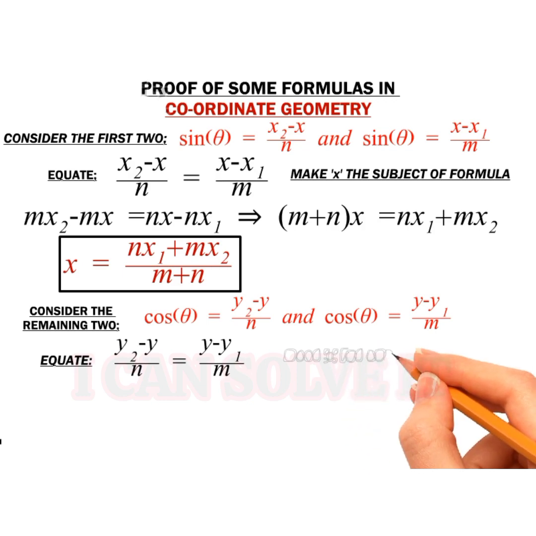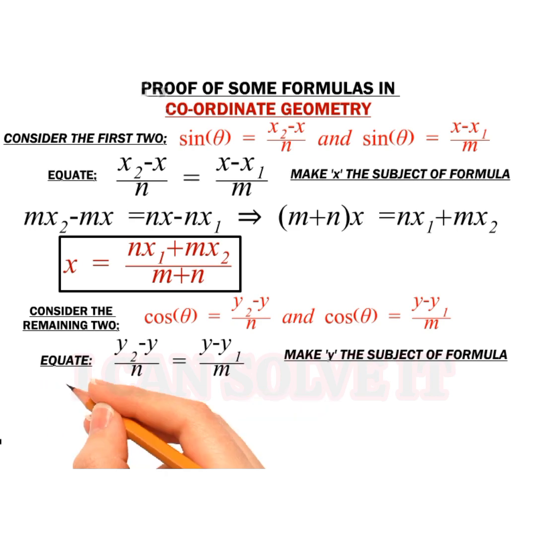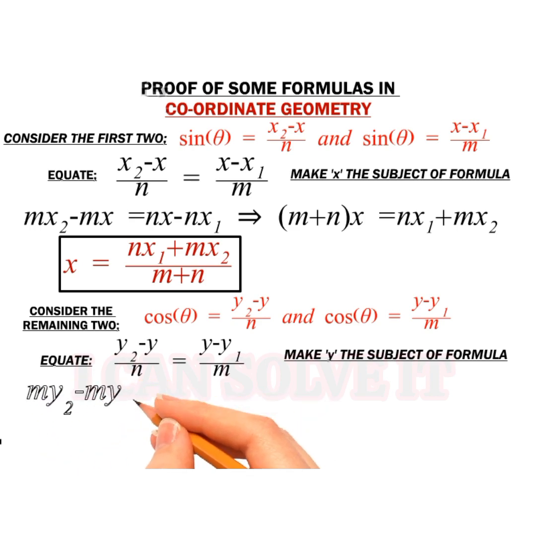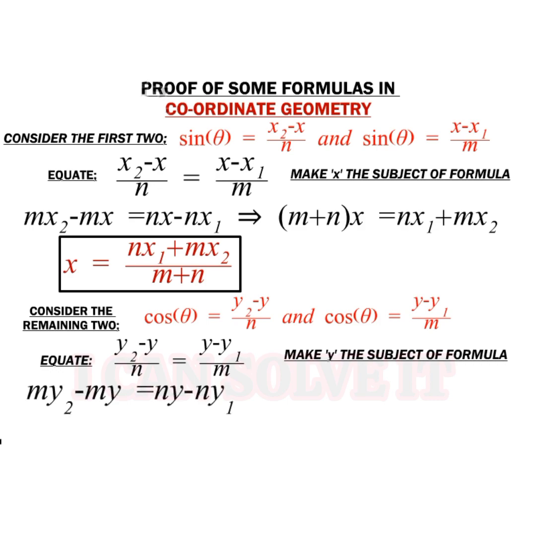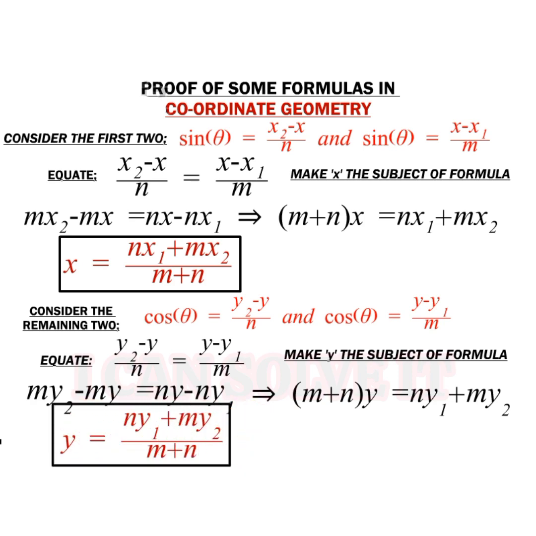To make y the subject of formula, start by cross-multiplying. We have my2 minus my equals ny minus ny1, and when we bring ny and my together, also ny1 and my2 together and factorize, we arrive at m plus n times y equals ny1 plus my2. Divide both sides by m plus n. So y equals ny1 plus my2 over m plus n. So, this is the coordinate of the division on the y-axis.